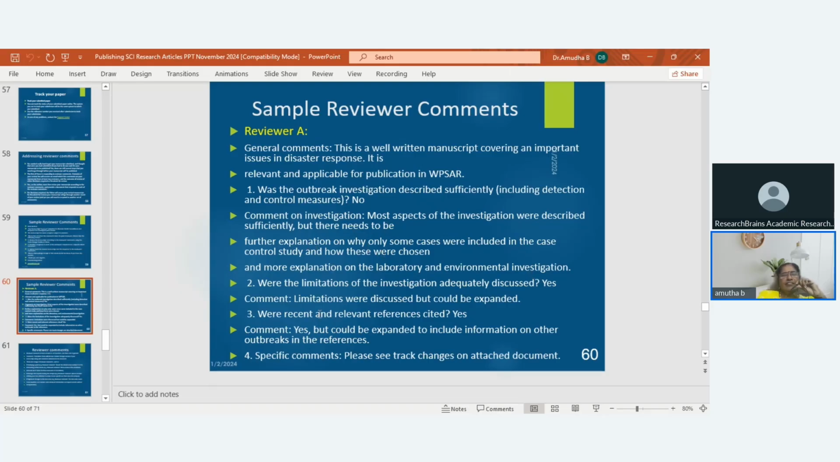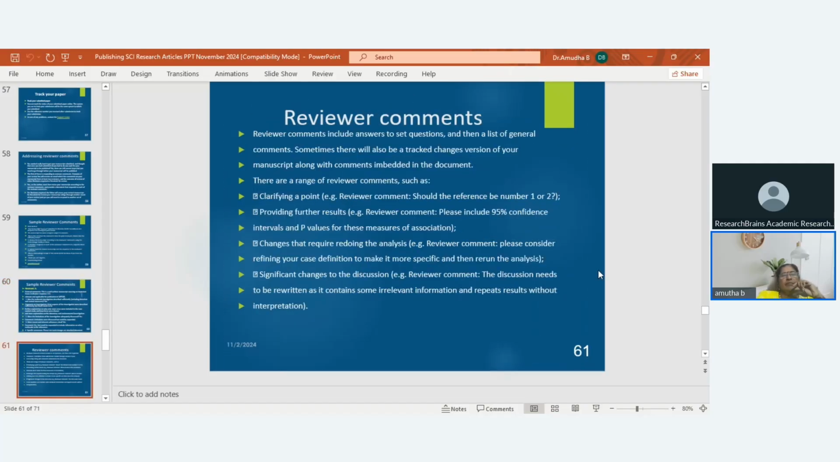Yes. Were the limitations of the investigation adequately discussed? Yes. Yes means okay, you have done it correctly. Limitations are discussed but could be expanded. They'll give the comment like that. And they'll be giving comments like that depending upon what paper we have written. Reviewers will be sending some comments.